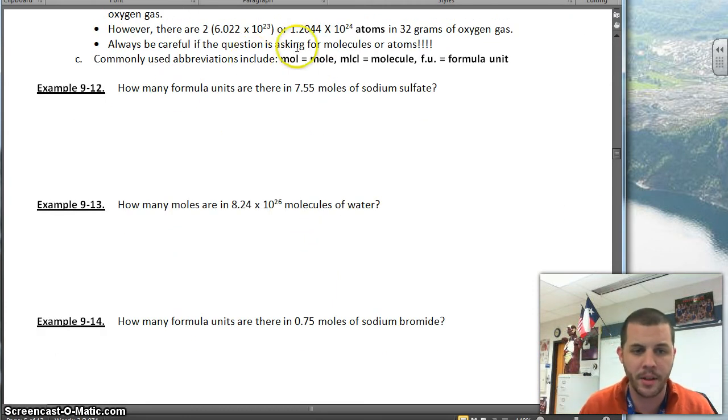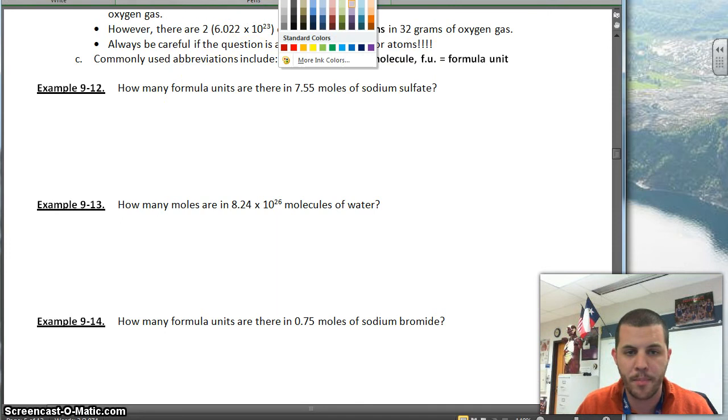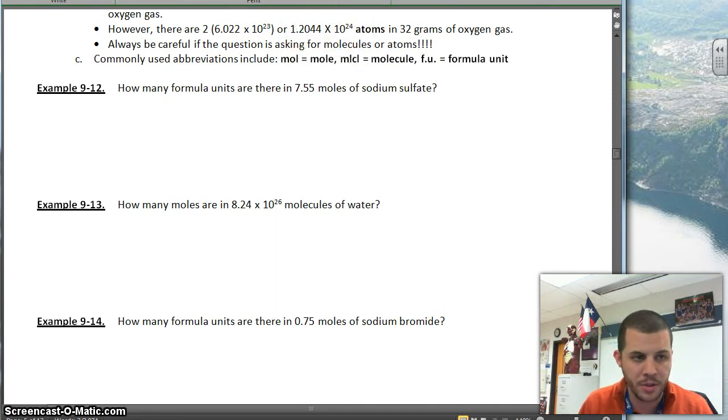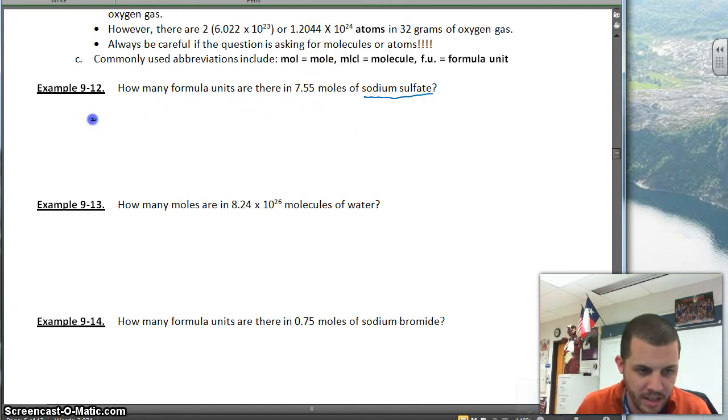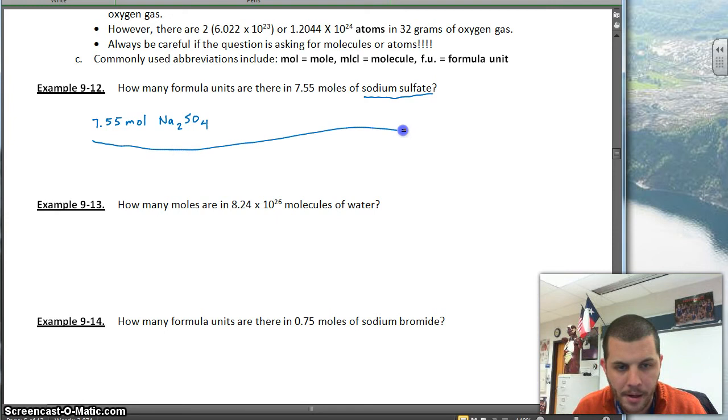This says, how many formula units are there in 7.55 moles of sodium sulfate? Sodium sulfate is an ionic compound. So I know I start off my T-chart with what I'm given. I'm given 7.55 moles of sodium sulfate, which is Na2SO4, and I want to know how many formula units there are.